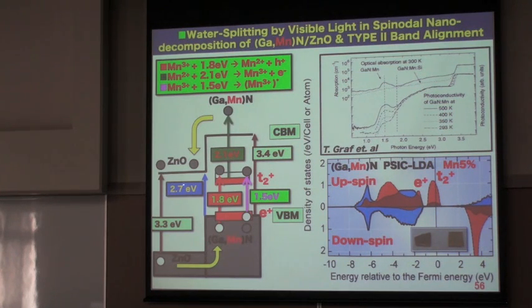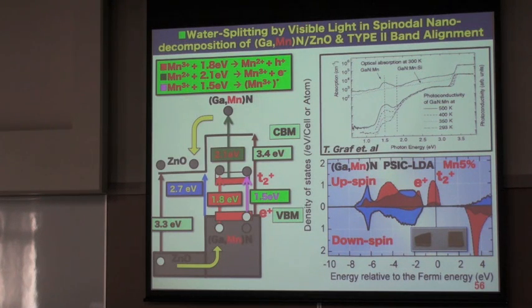Then the water splitting level is between here and here. Then of course this is not homogeneous. You can design and also realize the spinodal nanodecomposition. The matrix is a beautiful gallium nitride, and you have a manganese high concentration region like this. Then we can do water splitting using the manganese doped gallium nitride using the visible light.